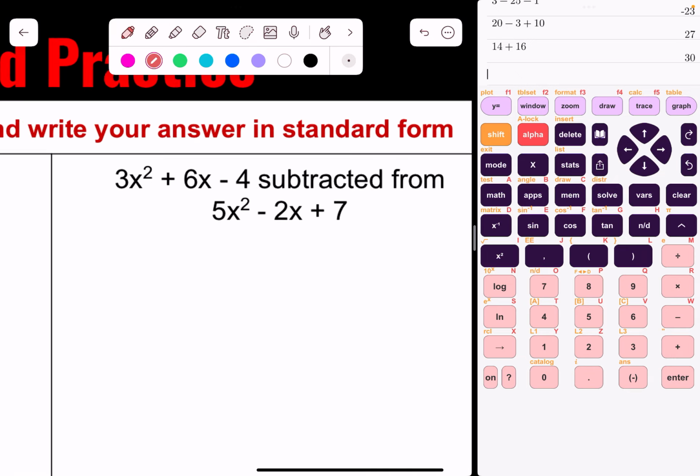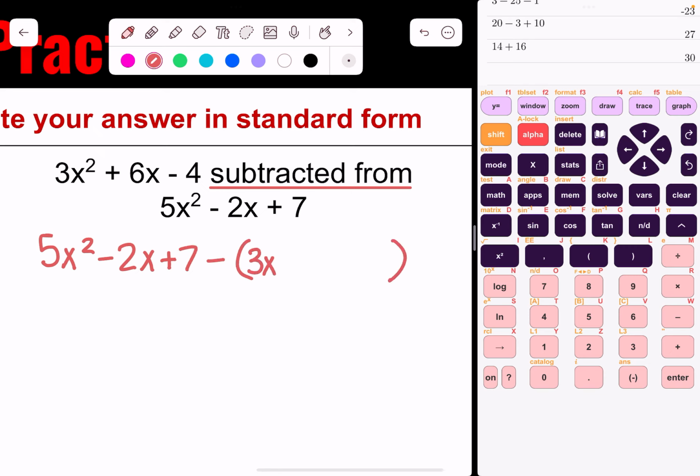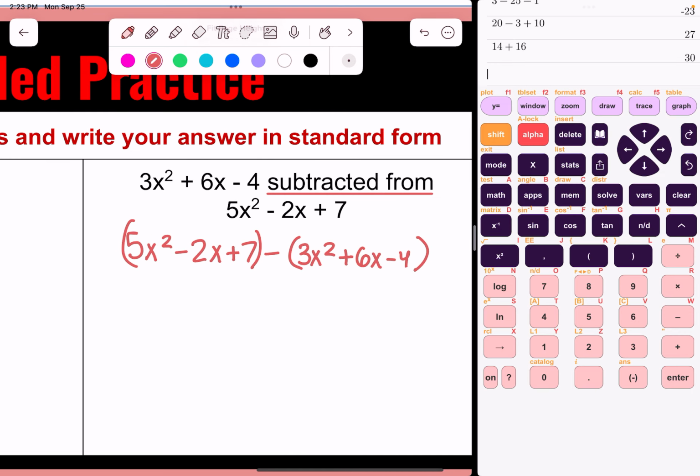Now let's look at this one. Ooh, this is a very important word, subtracted from. Subtracted from means you're going to take the second thing, 5x squared minus 2x plus 7, and subtract the whole first thing, which is 3x squared plus 6x minus 4. And make sure you put both of them in parentheses. All right, in front of the first thing is just 1. You could keep that same. So 5x squared minus 2x plus 7.